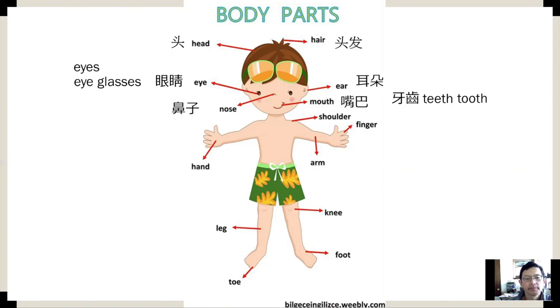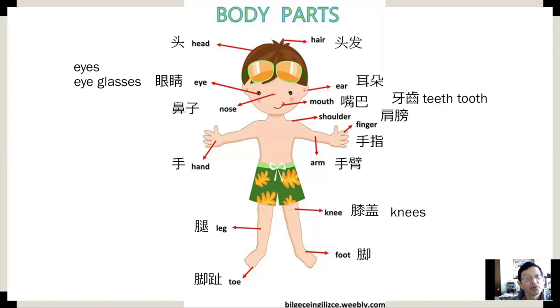Shoulder, finger, hand, arm, knee. What is the plural for knee? Knees. My knees always hurt when I run. Leg, toe, foot. Do you know the plural for foot? Feet.